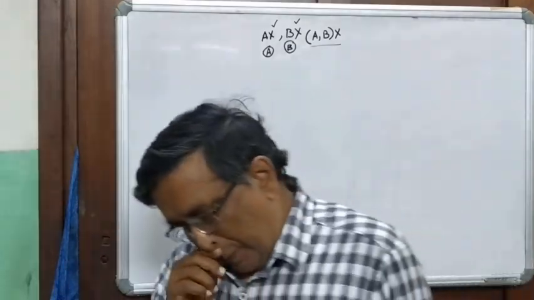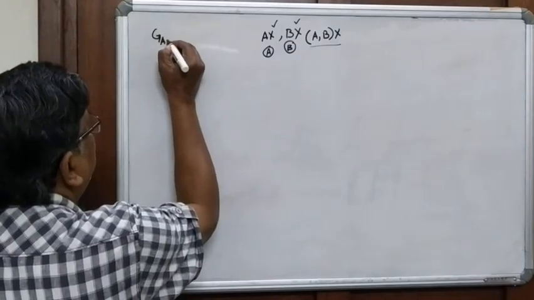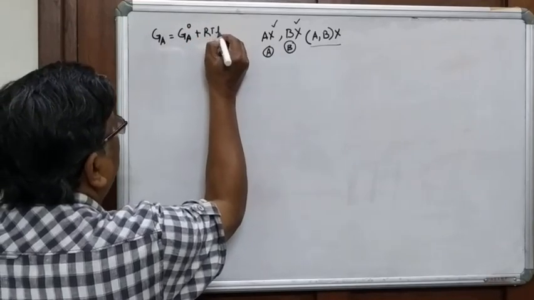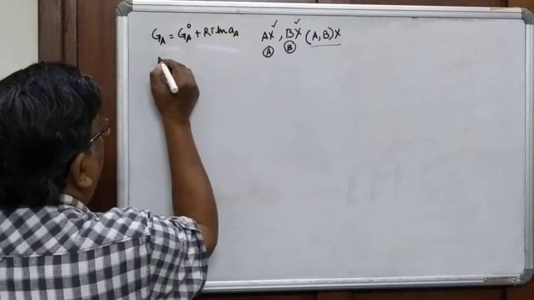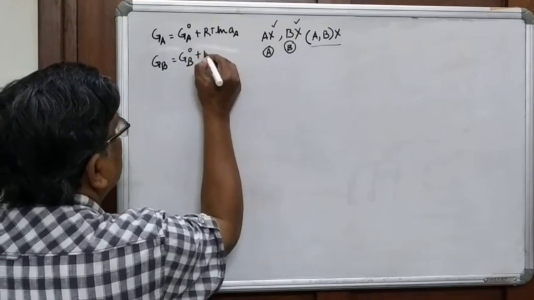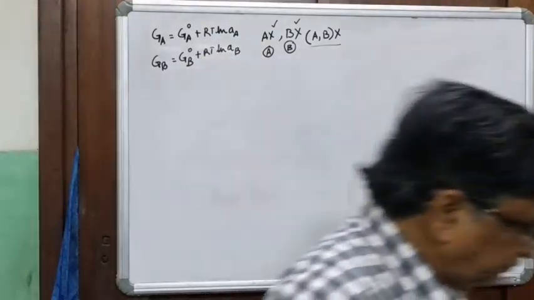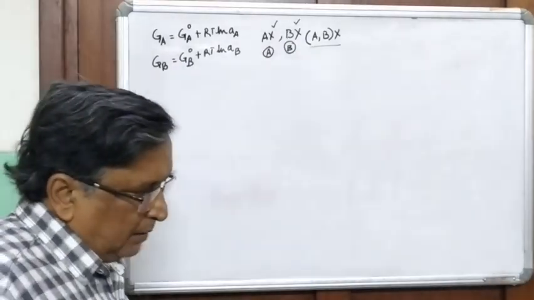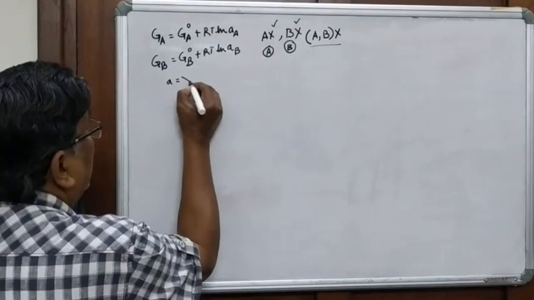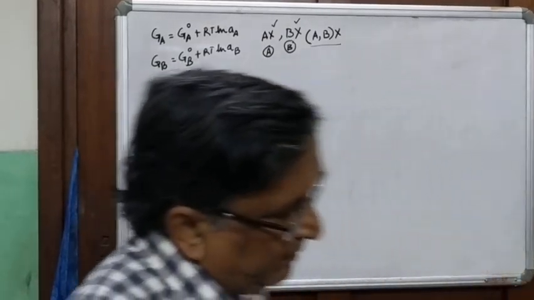Now, we know that there will be something like GA is equal to GA0 plus RT ln activity of A, and we know that GB is equal to GB0 plus RT ln activity of B. We also recognize that activity A is equal to X into gamma.